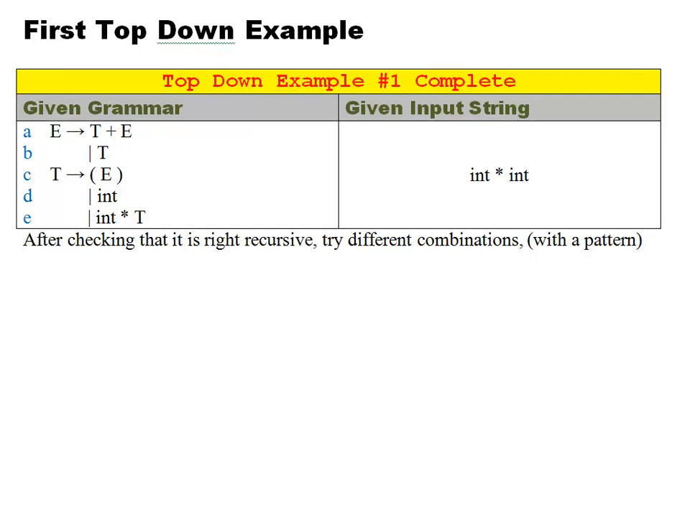Here's our first top-down example. In the top-down example I'm going to give you, we have the same grammar that you have seen before with the E's and T's, and the same given input string when we first start out. The other thing we have to worry about is we have to make sure that our grammar is right recursive, and I'll go over that in a little bit. If it is, we can try the different combinations within a pattern.